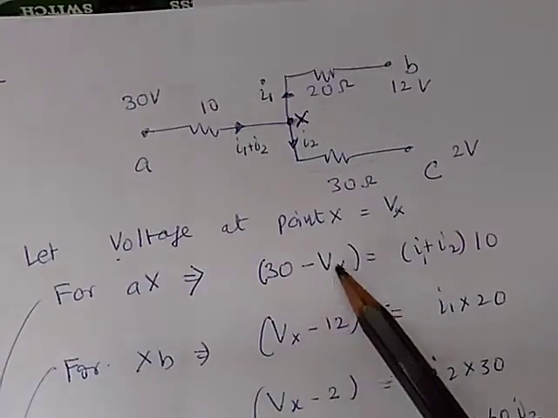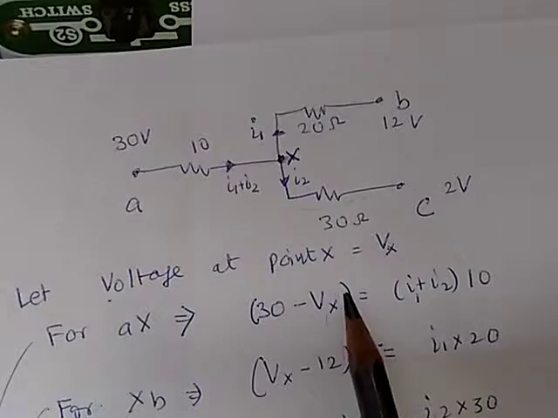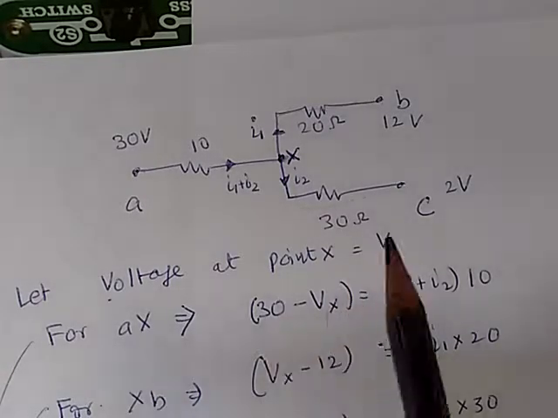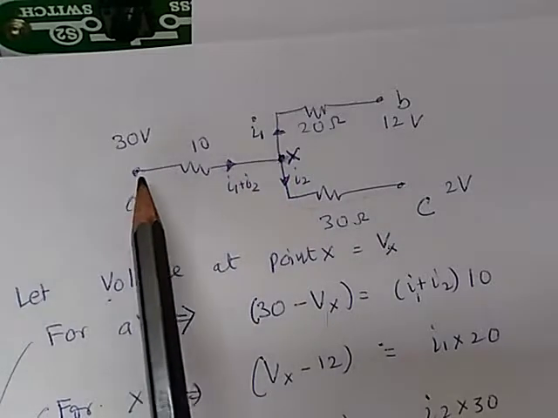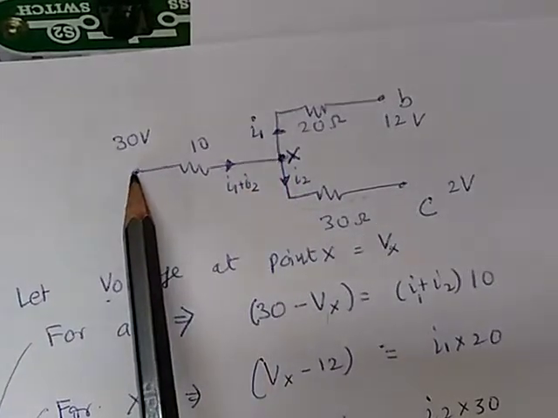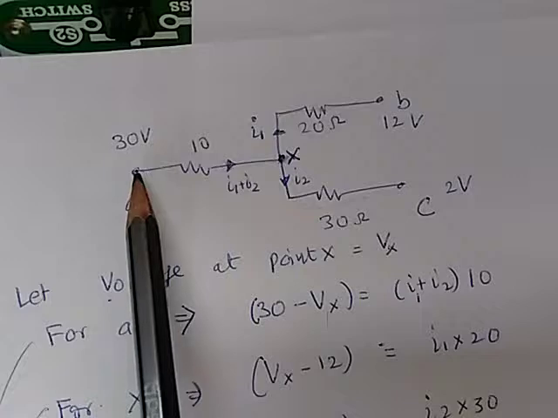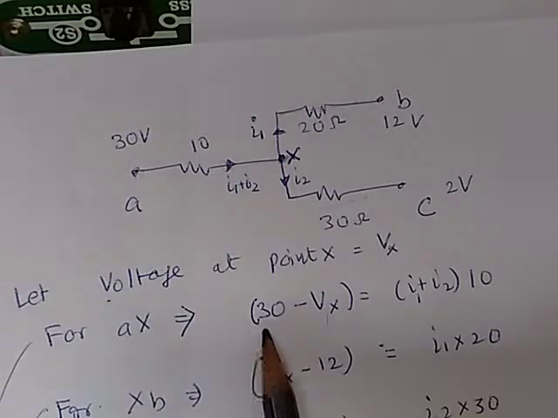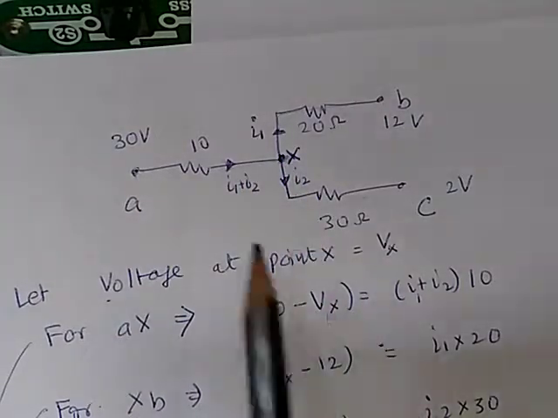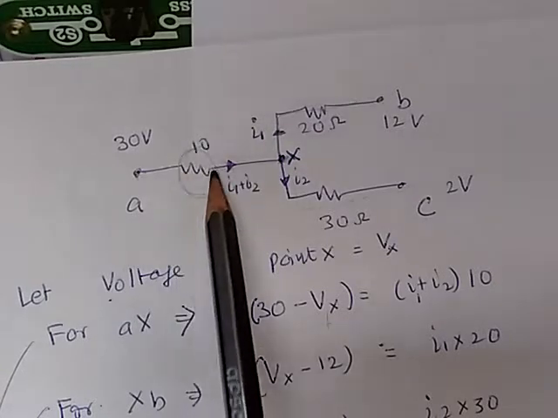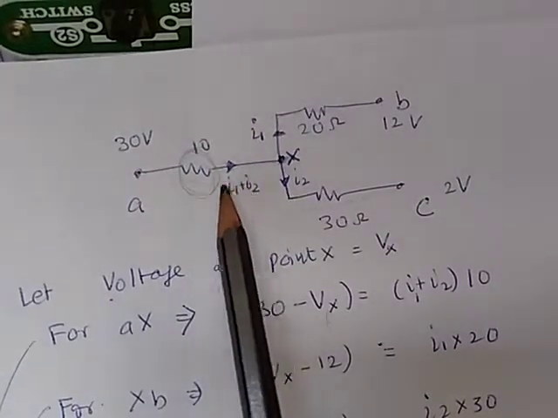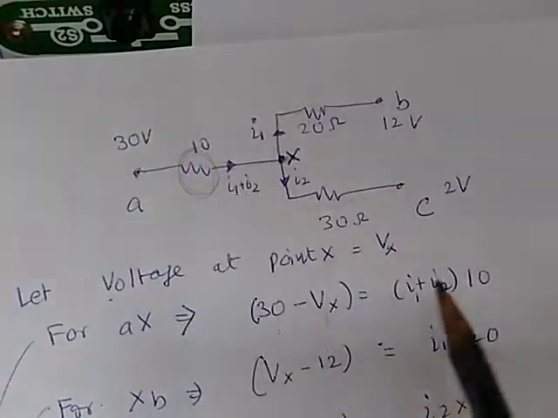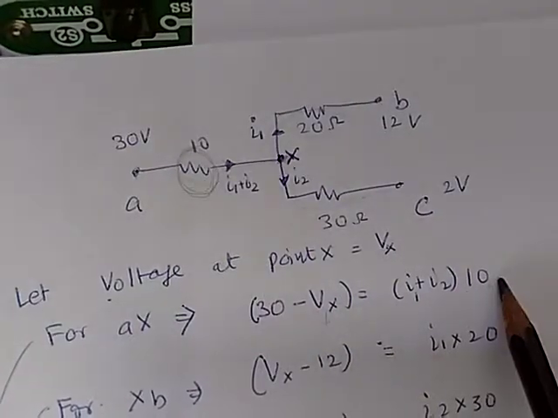Now, what we are going to do is just write simple Kirchhoff voltage law equations. For this branch AX, the voltage difference between A and X is 30 minus Vx. That will be equal to the drop across this resistance, which is the only resistance here, I times R: I1 plus I2 multiplied by 10 ohm.